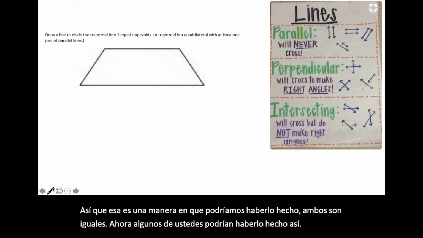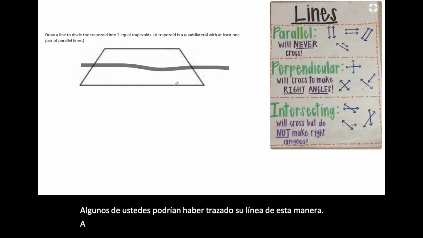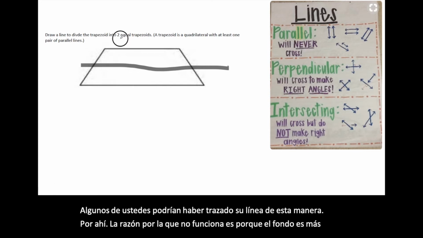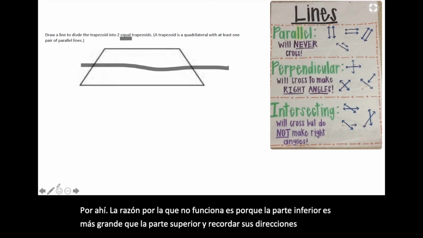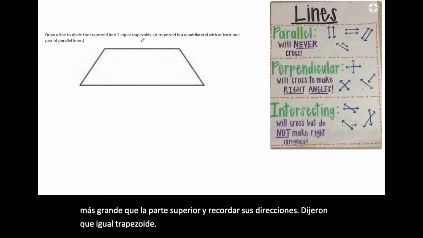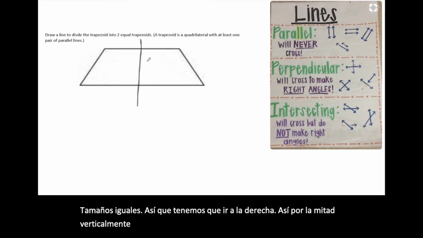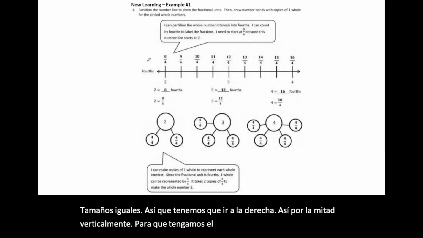Some of you might have drawn your line this way, across that way. The reason that doesn't work is because the bottom is bigger than the top. And remember in their directions they said equal trapezoids, equal sizes. So we have to go right like this in half vertically so that we have the equal trapezoids. So good job. Let's take a look at our new learning.